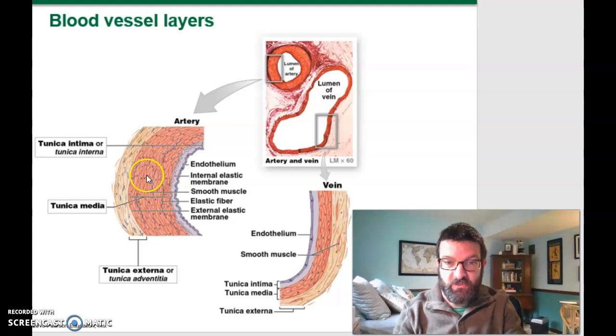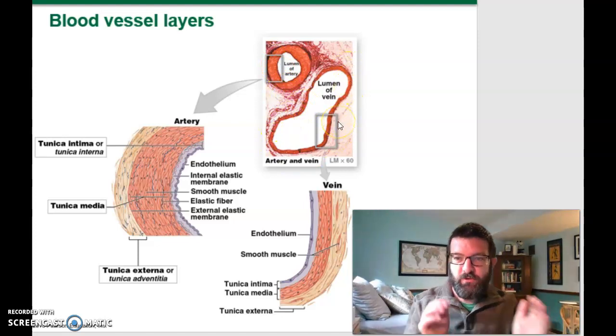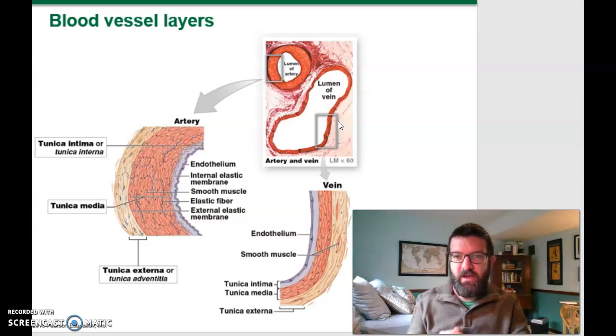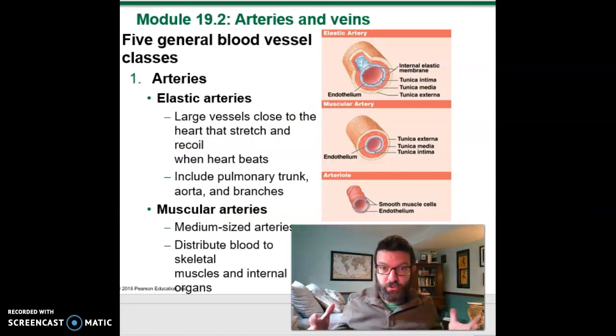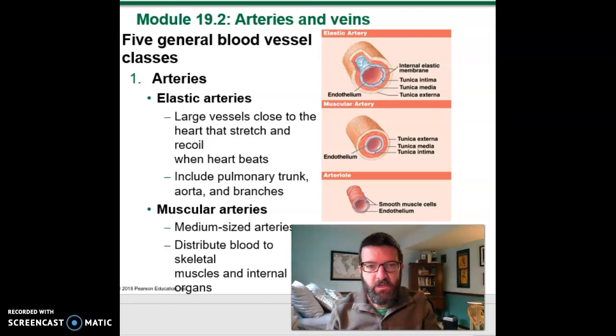But because of that muscle and elastic tissue, it also tends to keep its shape. Arteries tend to be round. Veins are thinner in the tunica media and are often sort of collapsed. They don't necessarily have that round shape when you look at them under a microscope. And because of this extra elastic tissue, those largest arteries, like your aorta and your pulmonary artery, those ones that kind of leave your heart and shortly thereafter, are called elastic arteries.